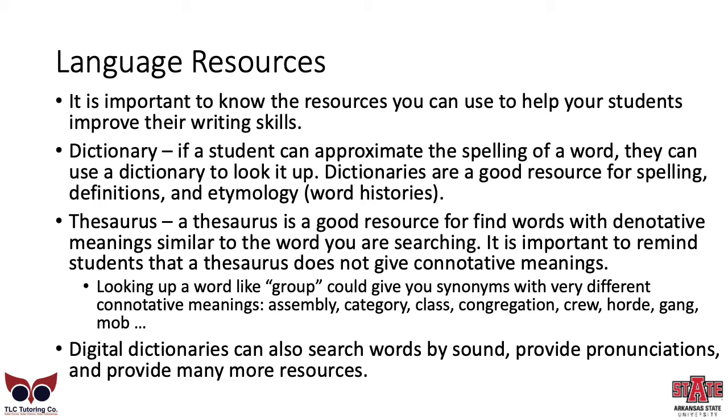A thesaurus. A thesaurus is a good resource for finding words with denotative meanings similar to the word that you are searching. It is important to remind students that a thesaurus does not give connotative meanings. Looking up a word like group could give you synonyms with very different connotative meanings. You might find words like assembly, category, class, congregation, crew, horde, gang, and mob. While all of these words do refer to groups, the connotation of each one is very different.